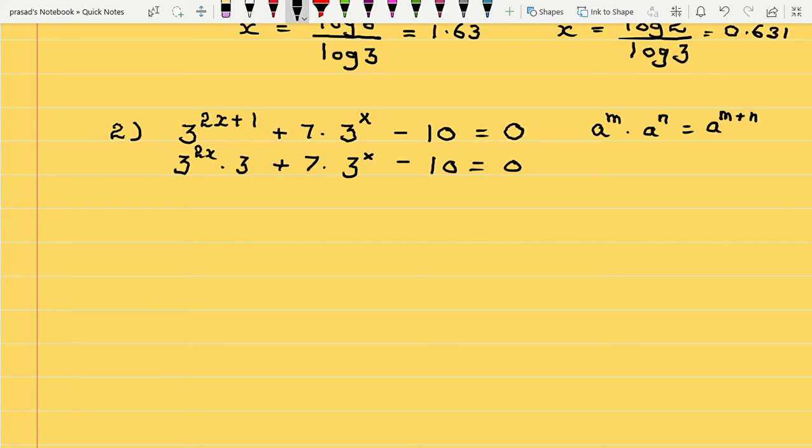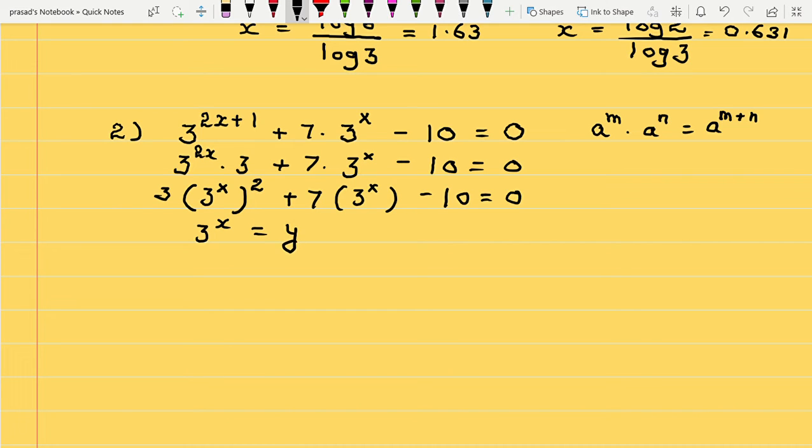So 3 into, now 3 to power 2x, I write it as 3 to power x the whole square, plus 7 into 3 to power x minus 10 equal to 0. So again take 3 to power x is equal to y, which gives you 3 into y square plus 7 into y minus 10 equal to 0.